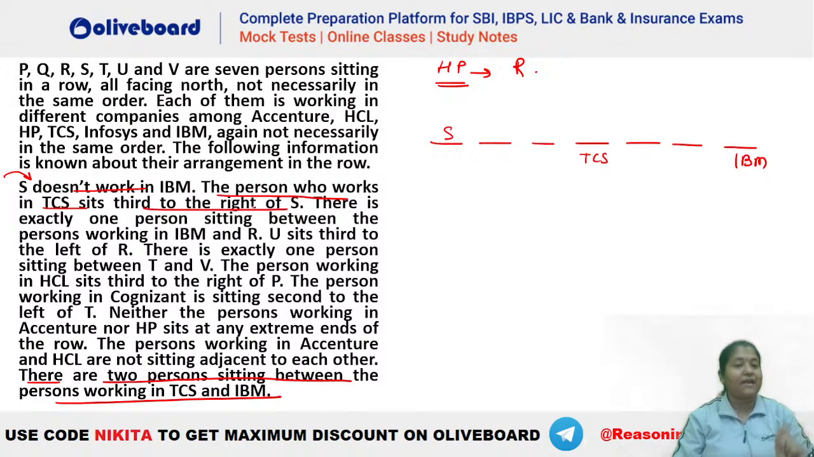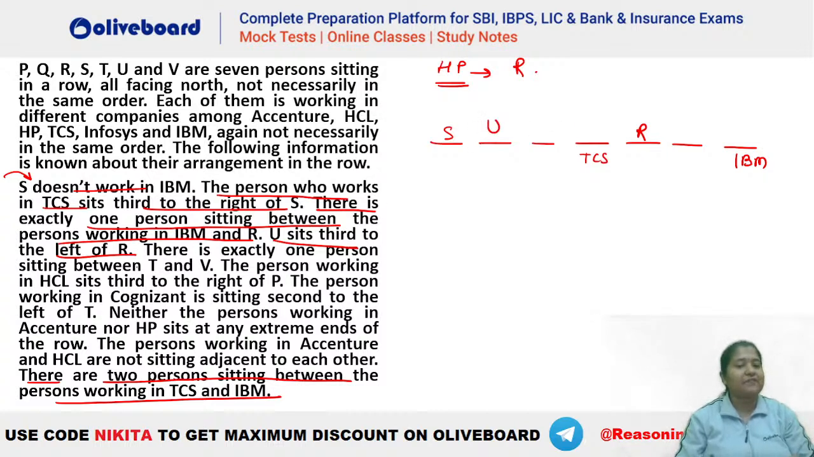Now, do we have any other relation with respect to IBM? You can see it is said there is exactly one person sitting between the IBM and R. So R has to be this person. Also, U sits third to the left of R. That means 1, 2, 3. This will be U here.